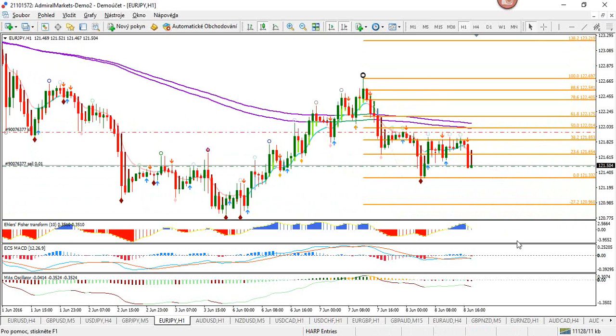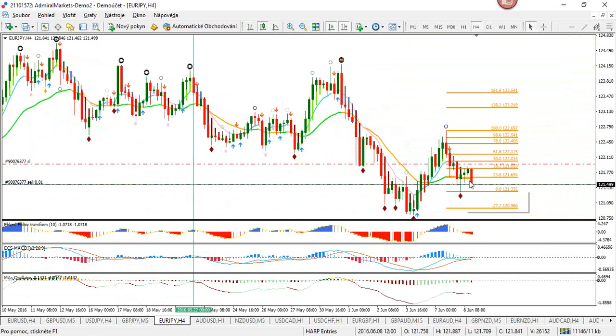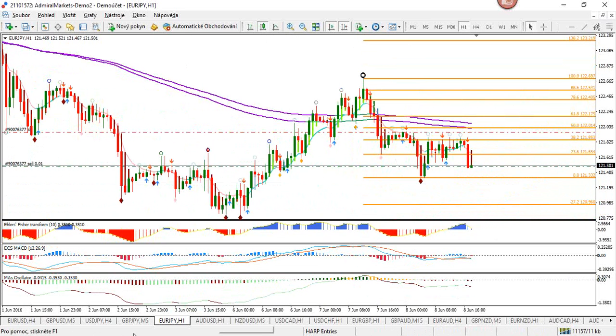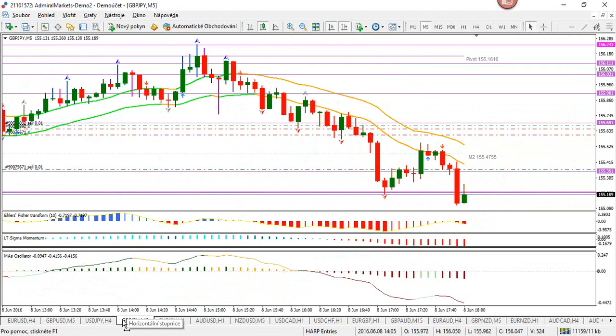All right, but I will be trail stopping these fractals at the very minimum. And maybe, let's take a look, maybe 4-hour candle highs as well, if they're strong candles, for instance. So that's a swing trade. We'll see if that works out.